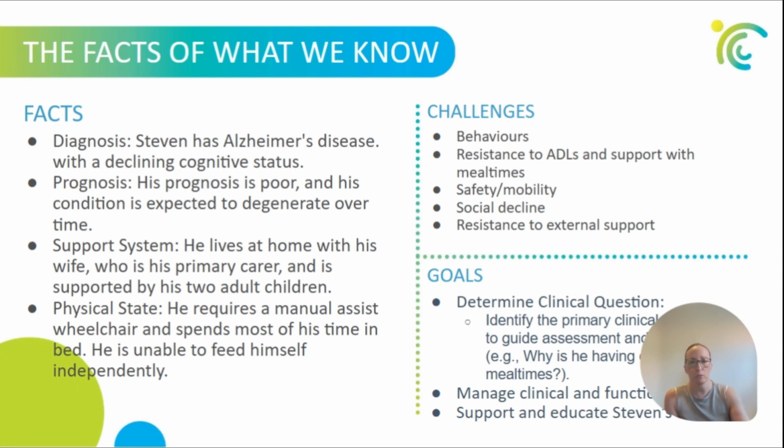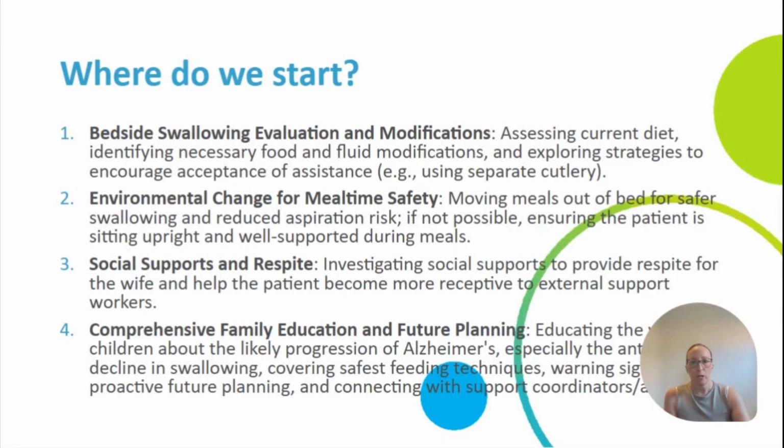So what are our goals? Our immediate goal will be to address the root cause of his difficulty at mealtimes to ensure that he's safe to eat and he's getting an adequate intake for his nutrition and hydration needs. In the long term, though, our focus will move to implementing proactive forward planning to manage and mitigate the future decline associated with his neurodegenerative condition. Crucially, we also need to support his family by providing them the necessary education and resources to help them manage the condition's progression. So where do we start?